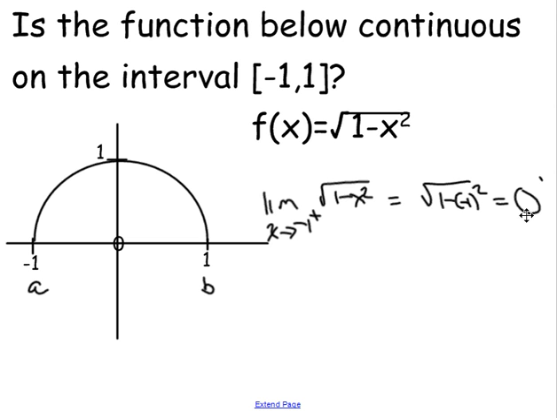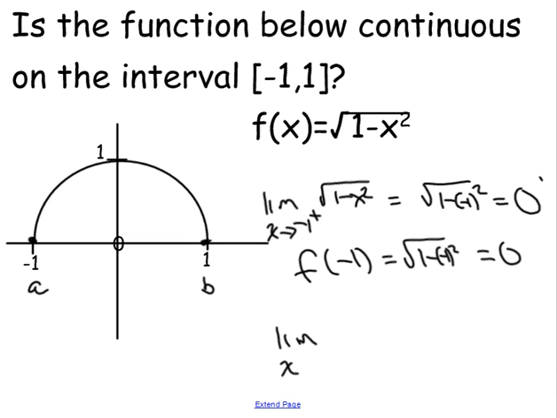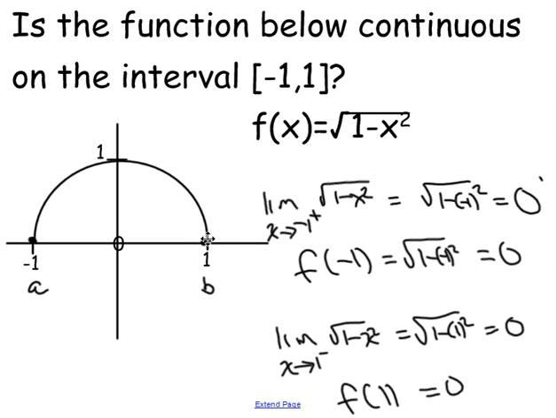Now, is that limit equal to f of a, which is f of -1? Well, let's plug in for f of -1. So you plug it in, 1 minus (-1) squared, you get 0. Yeah, the limit as x approaches -1 from the right side is equal to f of -1. So it's definitely continuous here. Will it be continuous at b? Well, let's see. What's the limit as x approaches b, which is 1, from the left side? Plug it in. 1 minus 1 squared equals 0. Is that equal to f of b, f of 1? Yeah, it is. So it's definitely continuous at b.